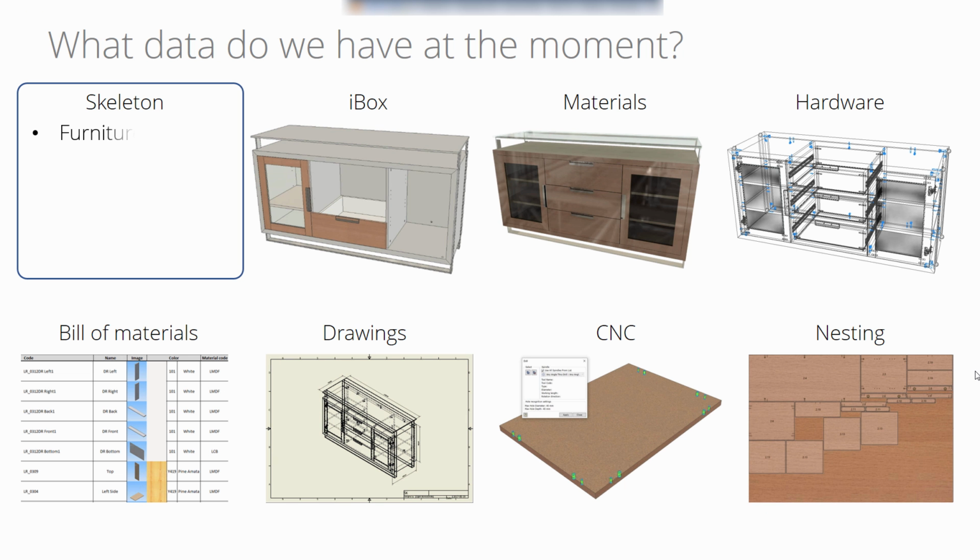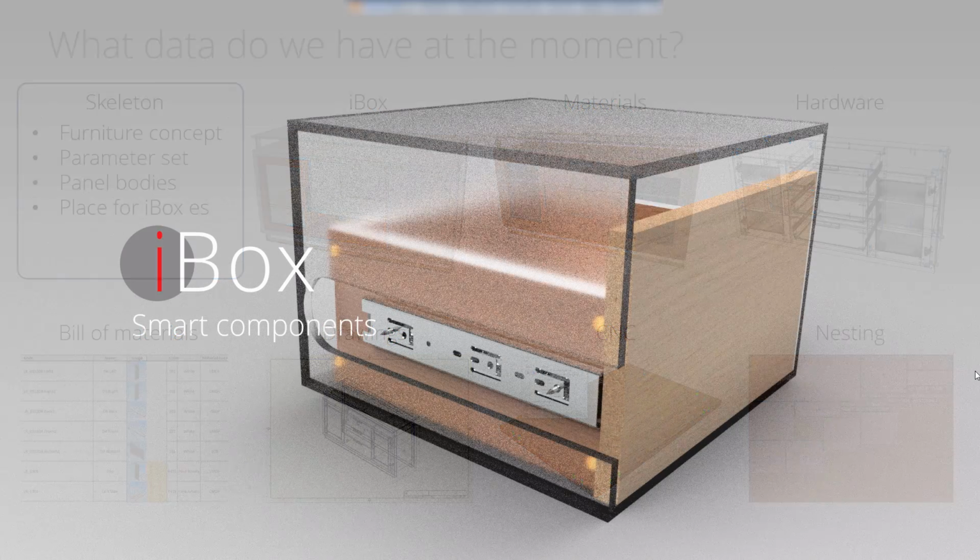Okay, so let's take a look at this picture that you saw before. We did the first step, we made a skeleton, we have a furniture concept with the parameter set. Also we made the panel bodies, and also we defined the place for iBoxes. So as you can see on the right picture with iBox, finally we will get the door with the glass, we will get the drawer as it should be with high detail level. So now let's go for the next question, iBox.